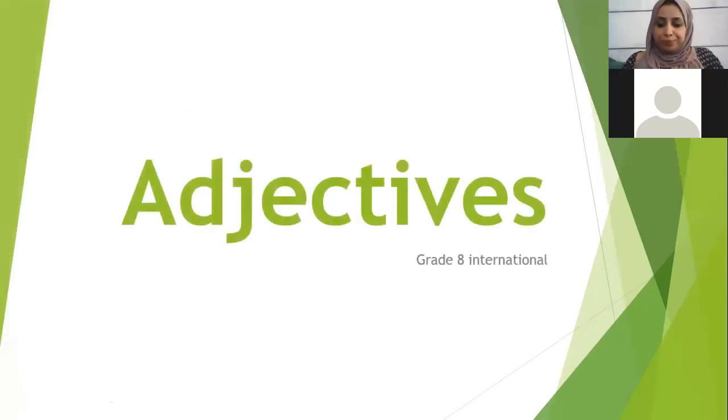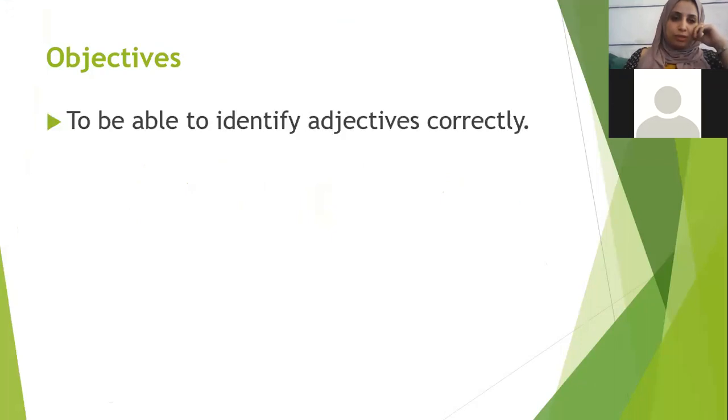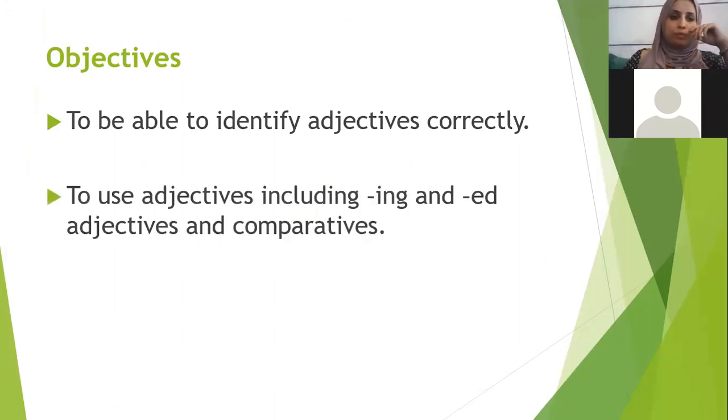So adjectives, and of course grade 8. The lesson's objectives: you should be able to identify adjectives correctly. And by the way, when we say identify, it means that you should know that this is an adjective when you see it, okay? Because some adjectives are easy to recognize, other adjectives, no. To use adjectives, and we're talking about the ing, ed adjectives and comparatives, and the compound.